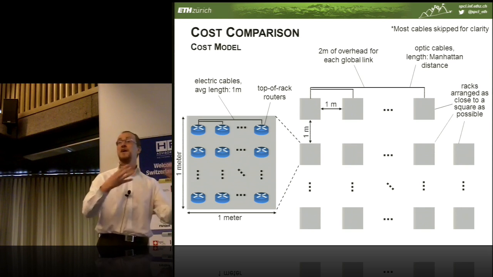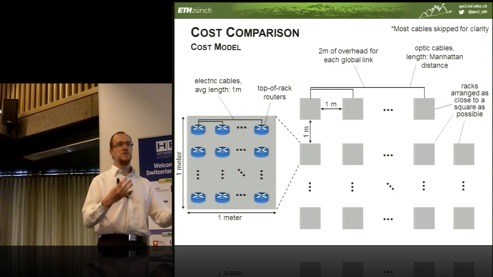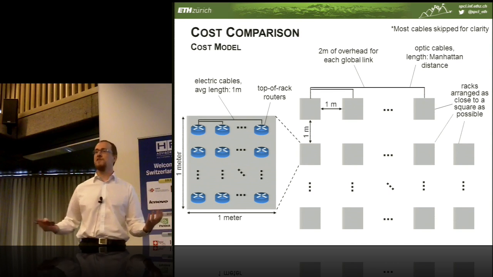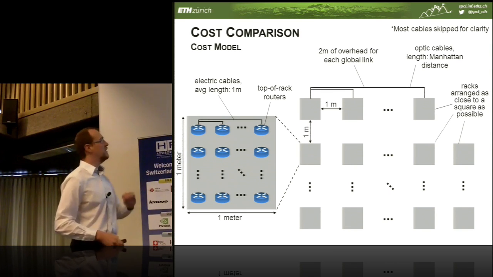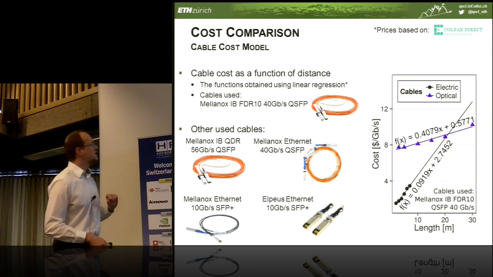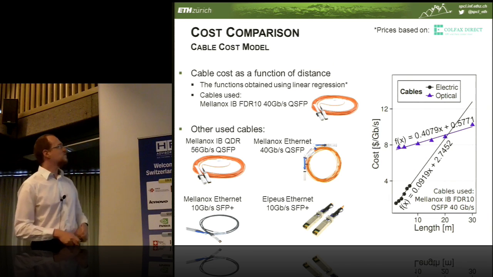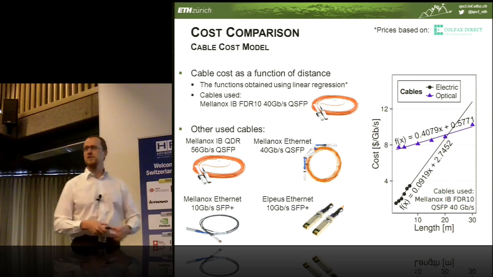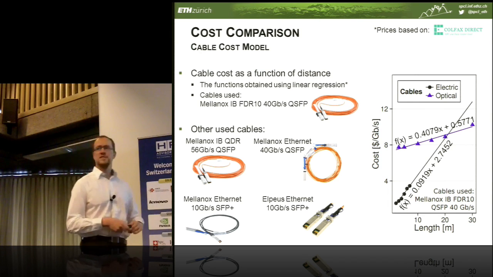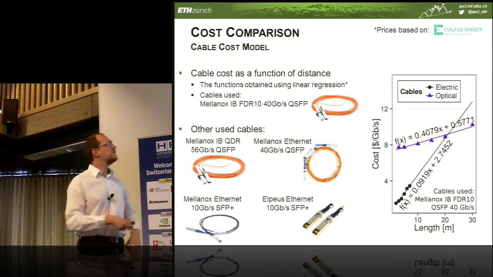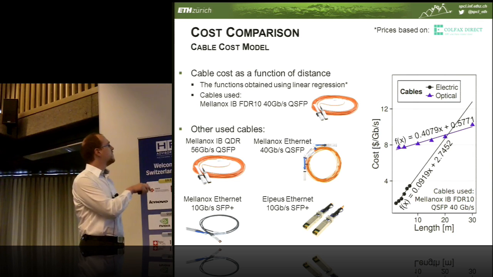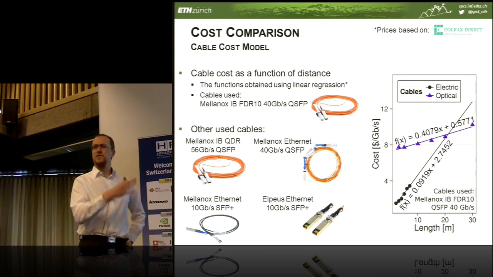But that's really a model that is not really useful for you. It's just useful for comparison between different topologies, because you would need to do this on a case-by-case basis for every data center. So you can't use this model, but it's a fair model. What we did then is we just designed our own cable cost model. So we checked Colfax Direct, which was also mentioned a couple of times today, just for the cable pricing, just to figure out how expensive these cables are, and we used various Mellanox cables for various technologies.